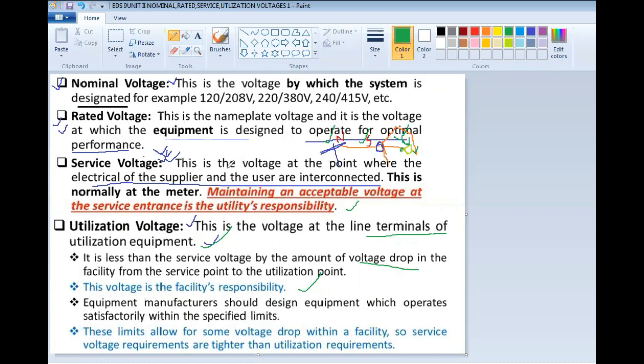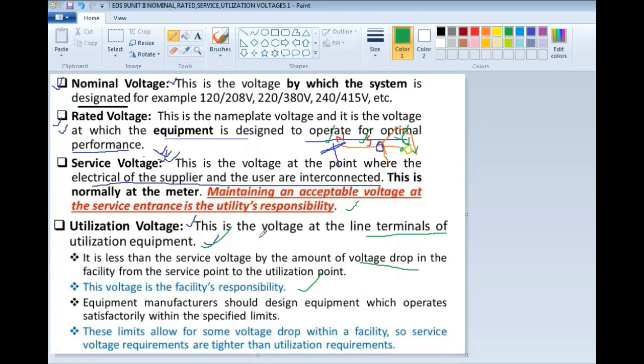The service voltage is the voltage at the point where the electrical supplier and the user are interconnected. So this is the residential house, and this is the pole, and this is the point where the system or supplier and user are interconnected. Whatever the voltage at this point, it is called the service voltage. Maintaining an acceptable voltage at the service entrance is the utility's responsibility. So it is the responsibility of the utility to maintain the voltage at this point satisfactorily.